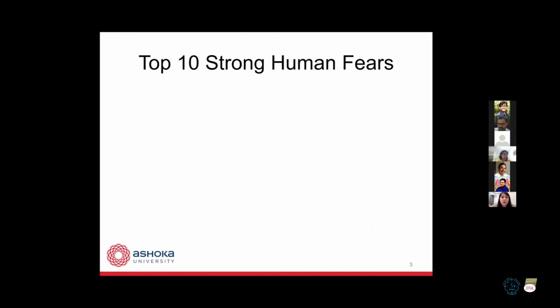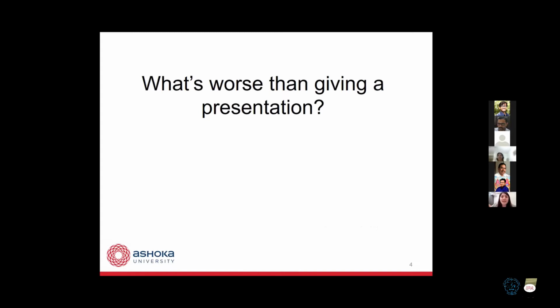Barrier, overcome this one of the top 10 strong human fears, which is known as glossophobia. This is the fear of speaking in public. So imagine what's worse than giving a presentation. It's giving a presentation on presentation skills. So every word that I'm speaking, every slide that I'm showing, I am being judged. But if I let that pressure build up in my head, I'm certainly not going to do a good job.